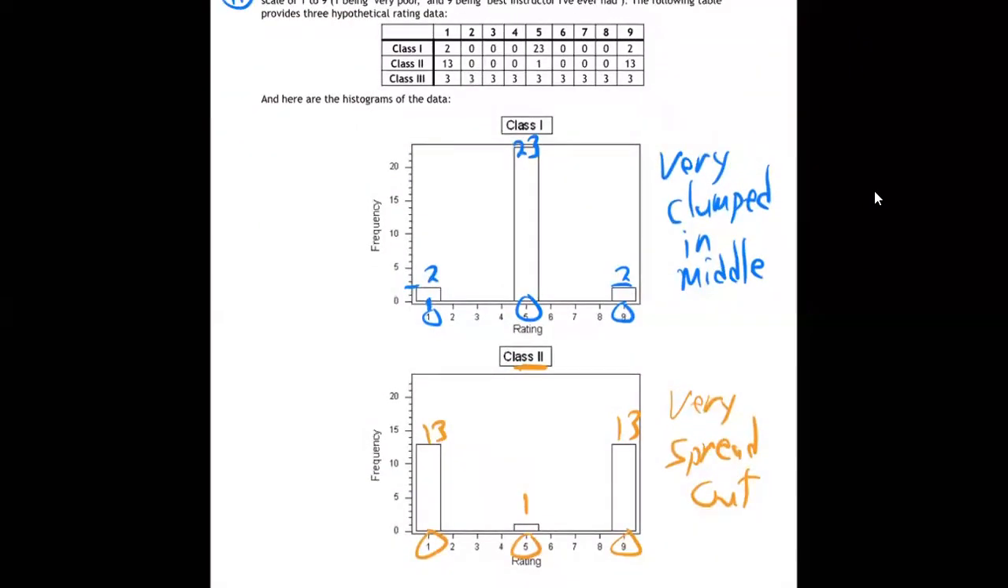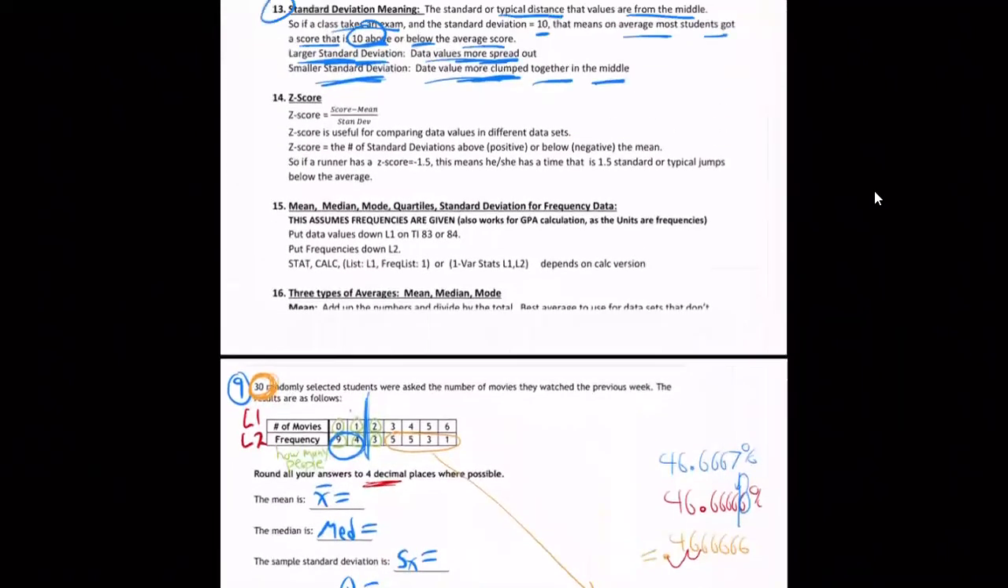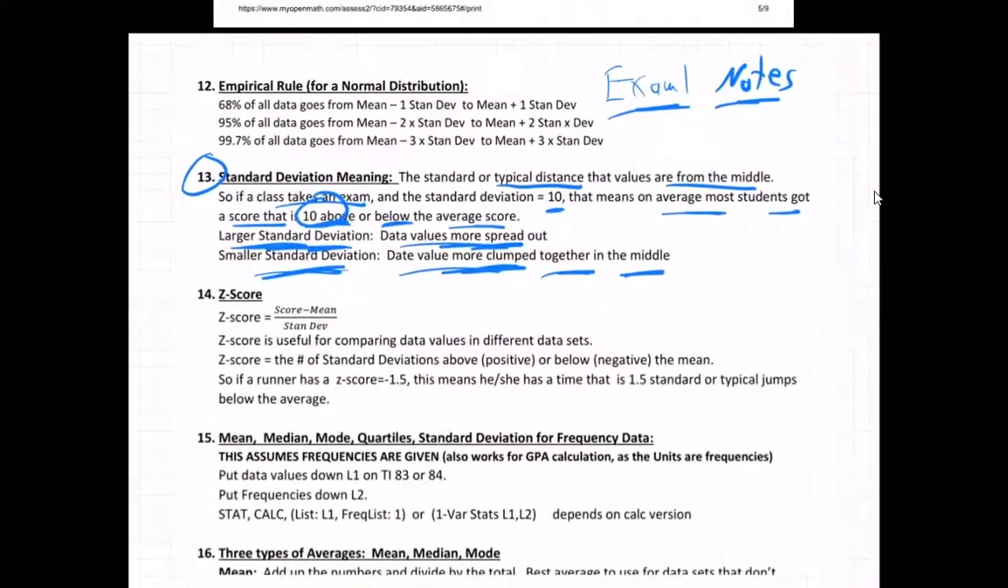This is the smallest standard deviation, because remember, standard deviation is a measure of spread. This one here is the largest standard deviation. Why? Because it's very spread out. So again, let me go back to the notes. Here's the notes to help you. Here's the exam 1 notes. Number 13, standard deviation and the meaning of it.